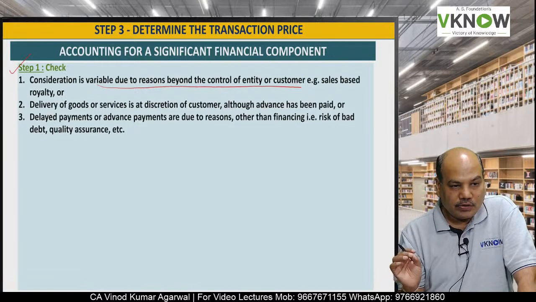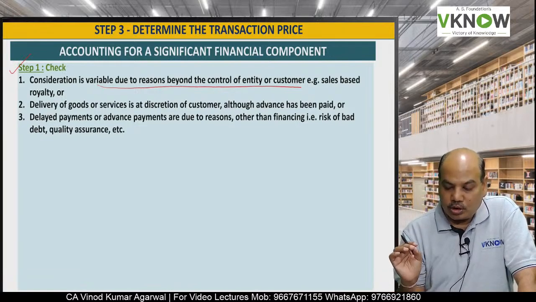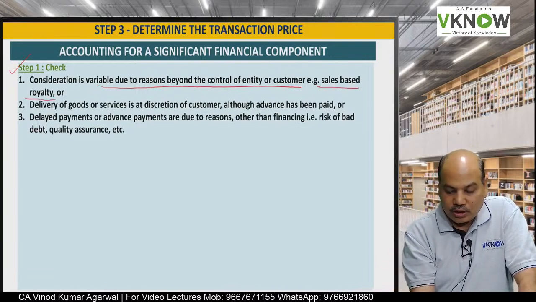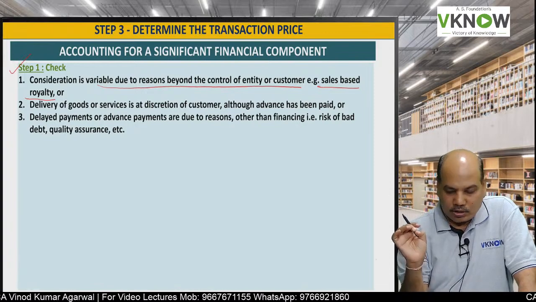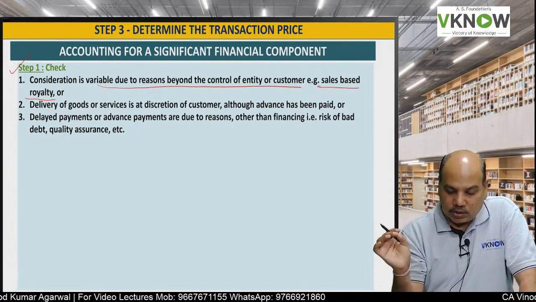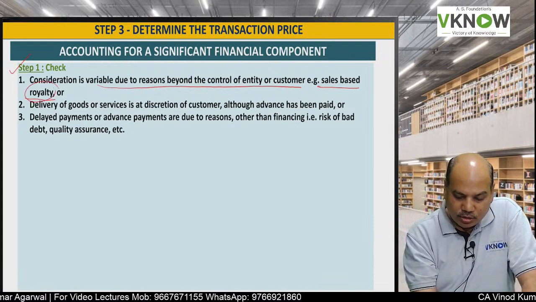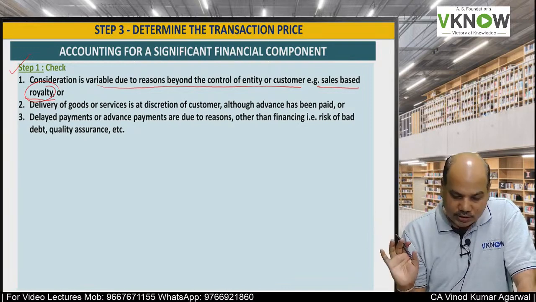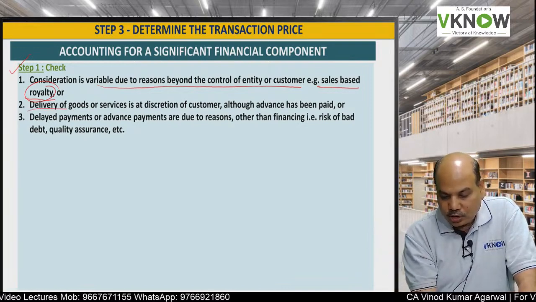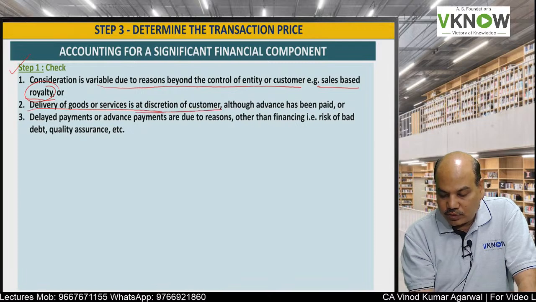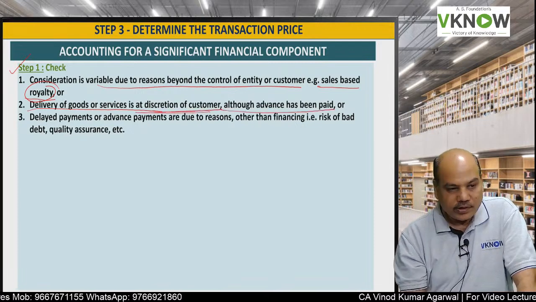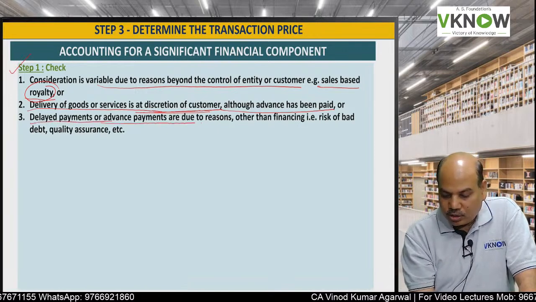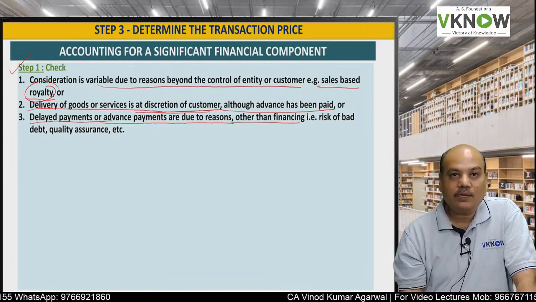If the consideration is variable for reasons beyond the control of the entity or the customer, for example, a sales-based royalty. If the royalty is based on the amount of sale, it is variable, which is beyond the control of the entity or the customer. Second is delivery of the goods or services at the discretion of the customer, although the advance has been paid. And the third thing we have to check is whether delayed payment or advance payment is due to reasons other than financing.